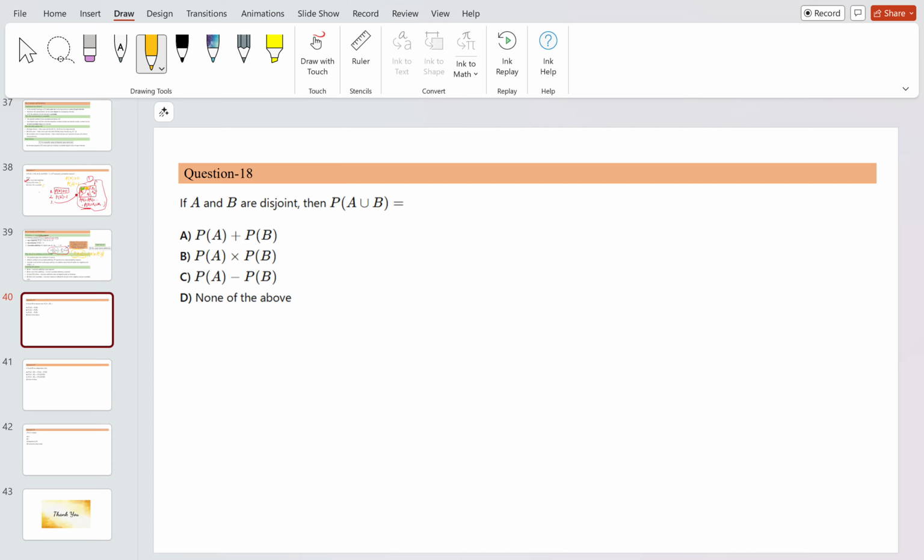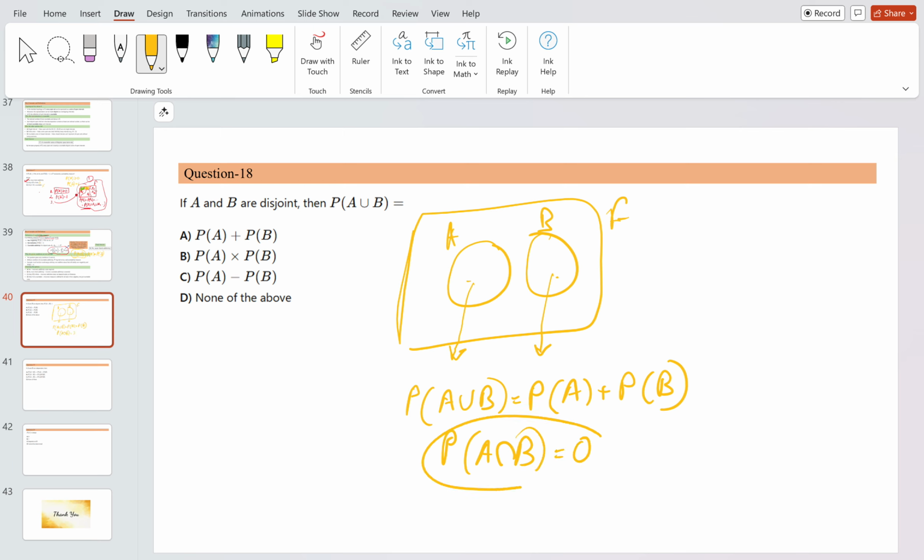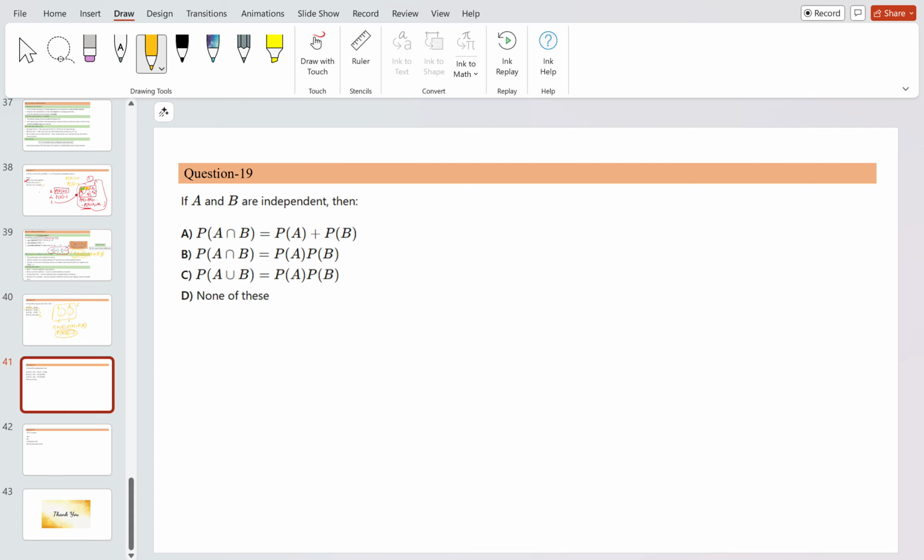Okay, let me explain that. It's very easy. If there is a sample space F, and A and B are disjoint, it means no elements are common between them. So when you see the probability of A and the probability of B, that is A union B, it will be equal to probability of A plus probability of B, because probability of A intersection B is actually equal to 0. Okay, so option A is correct, and the others are not correct. Let's try to solve this.